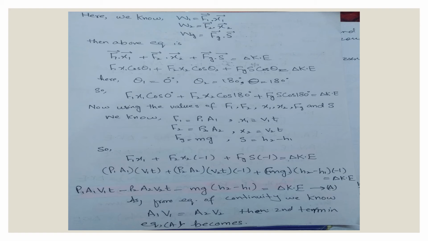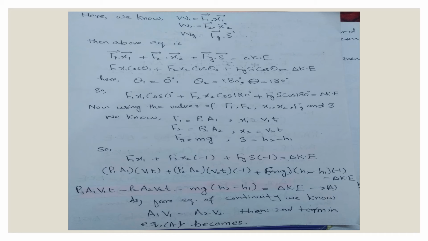Now using the values of F1, F2, X1, X2, Fg and S: we have written before, F1 is equal to P1A1, and in the picture that is shown S1, here we have written X1 is equal to V1T, F2 is equal to P2A2, and X2, that is S2 from the picture, is equal to V2T. Fg will be equal to the weight of the fluid according to gravity, that is Fg is equal to mg, and the height of the pipe will be S is equal to H2 minus H1.